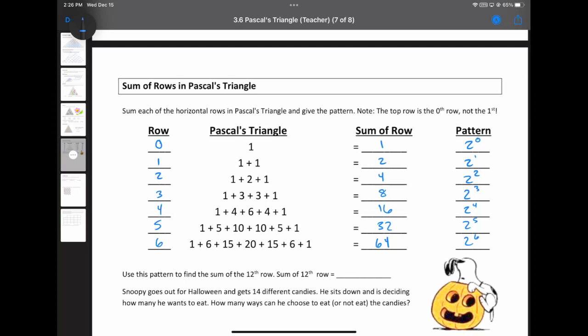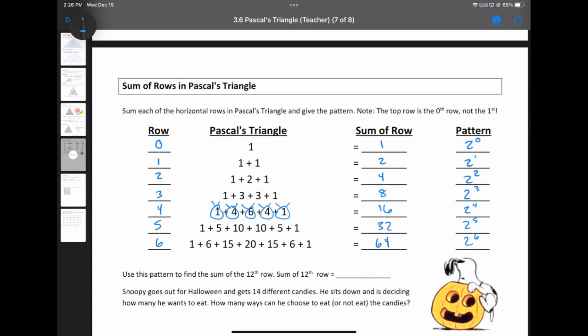Now, if you think about that for just a second, I think you'll figure out why that's true. Since every number is made of the two numbers above it added together, every number in a row is used twice to get the row after it. So in, for instance, the third row, 1 plus 3 plus 3 plus 1, well, this 1 was made up of 1 and 0. The 4 was made up of 1 and 3. The 6 was made up of 3 and 3, and so on.